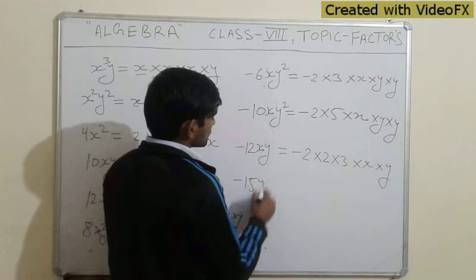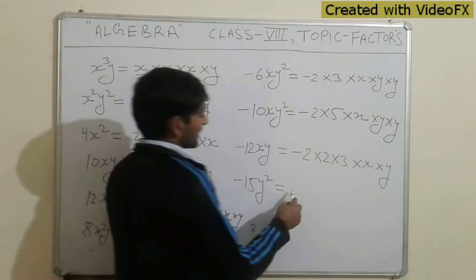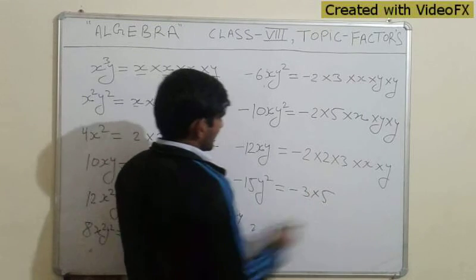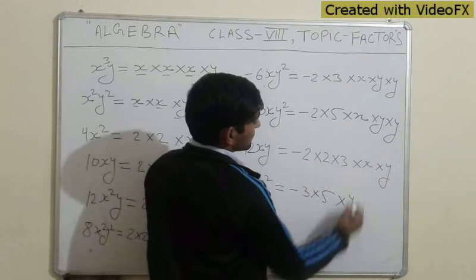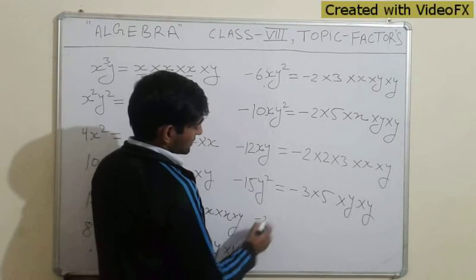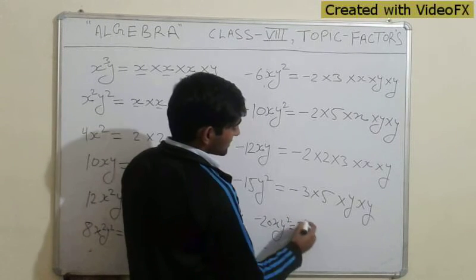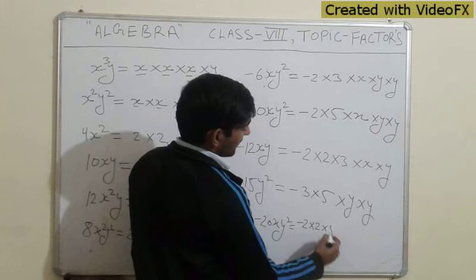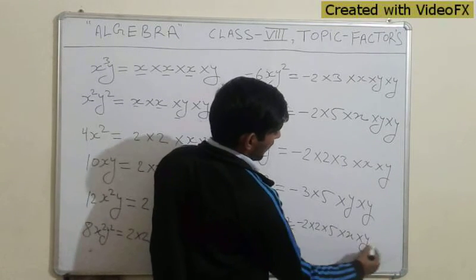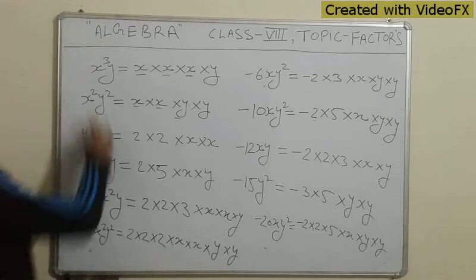Minus 15y square. If this is minus, then put minus first, then write 15 as factors, 3 into 5, and write y square as factors, y into y. And the last one is minus 20x y square. Minus 20 is minus 2 multiply 5, then x, then y square is y multiply y. So these are the factors in algebra.